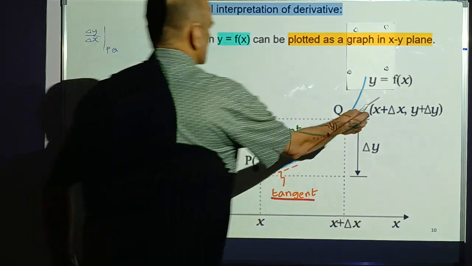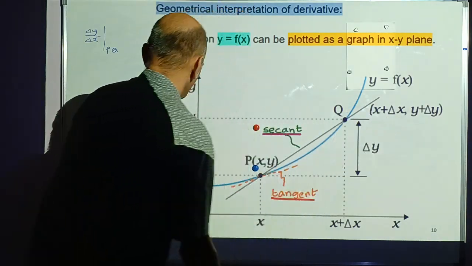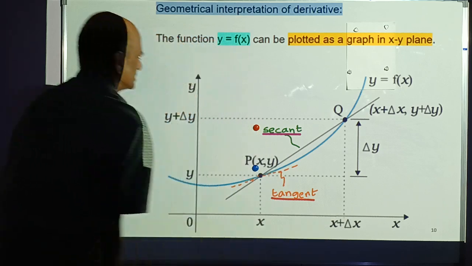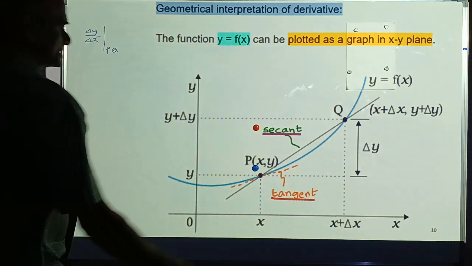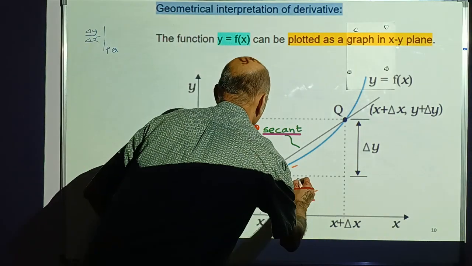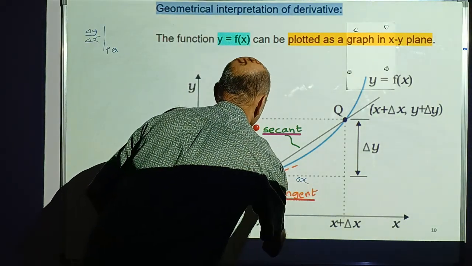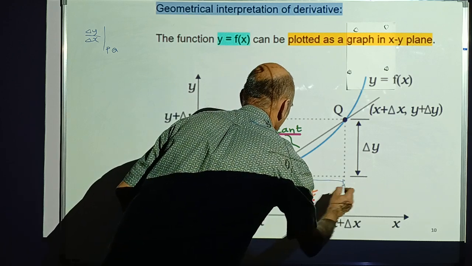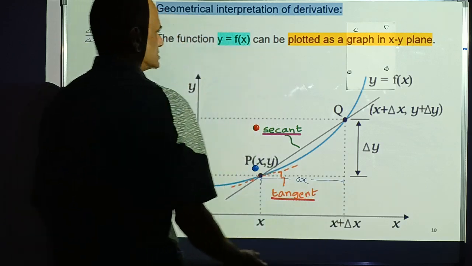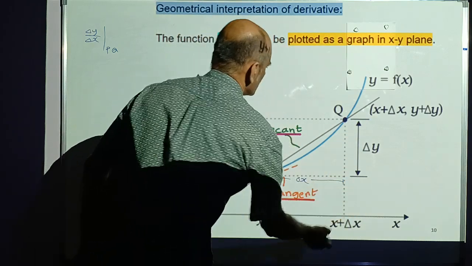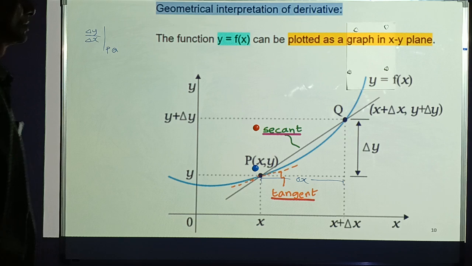Because x coordinate of this is x plus delta x, means the distance from this point to here is x plus delta x. And this one, the distance from here to here is x. That is the meaning of the coordinate. So the distance from here to here is delta x. Similarly, from here to here is y plus delta y, and from here to here is this one y. So this distance is delta y.